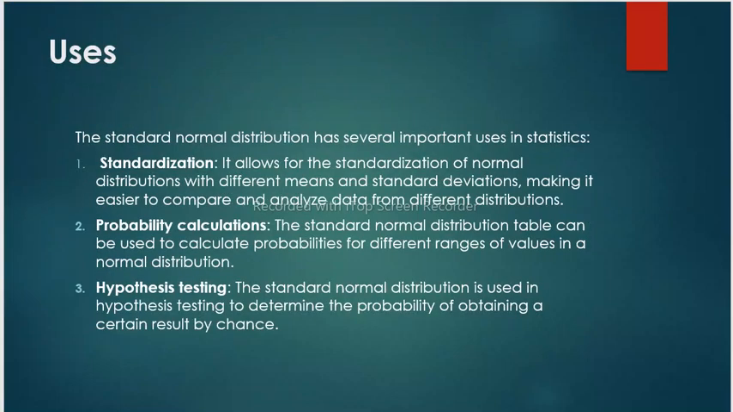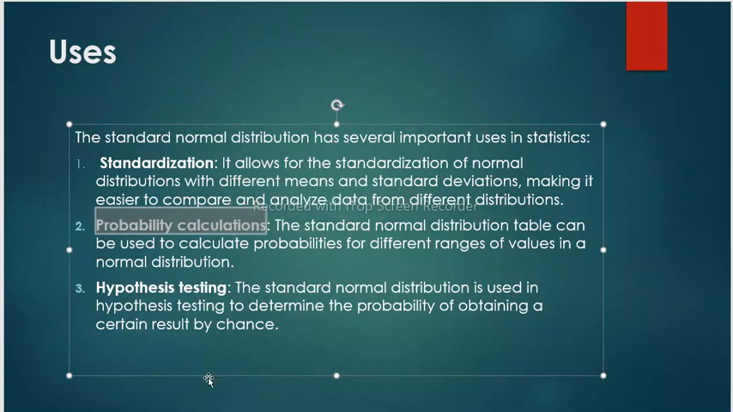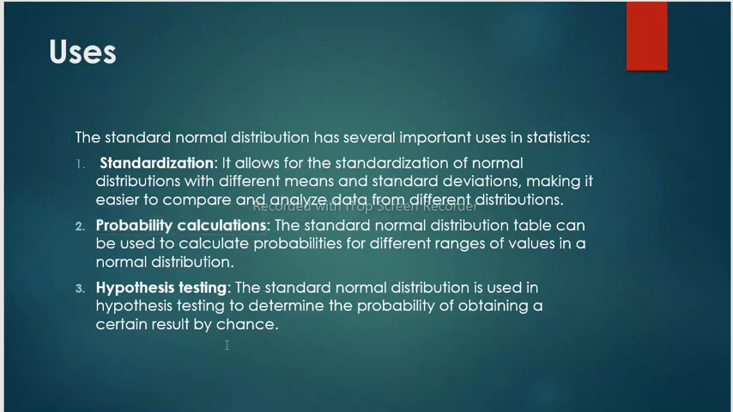Uses. The standard normal distribution has several important uses in statistics. Standardization. It allows for the standardization of normal distributions with different means and standard deviations, making it easier to compare and analyze data from different distributions. Probability calculations. The standard normal distribution table can be used to calculate probabilities for different ranges of values in a normal distribution. Hypothesis testing. The standard normal distribution is used in hypothesis testing to determine the probability of obtaining a certain result by chance.